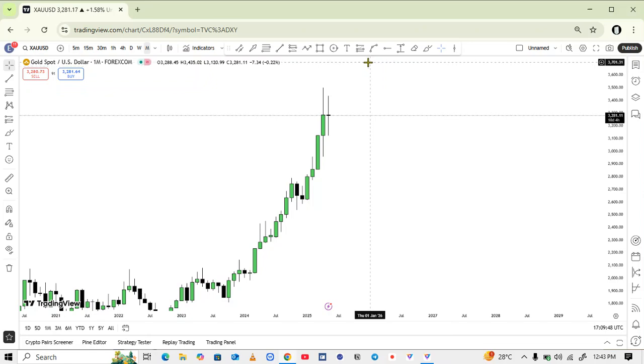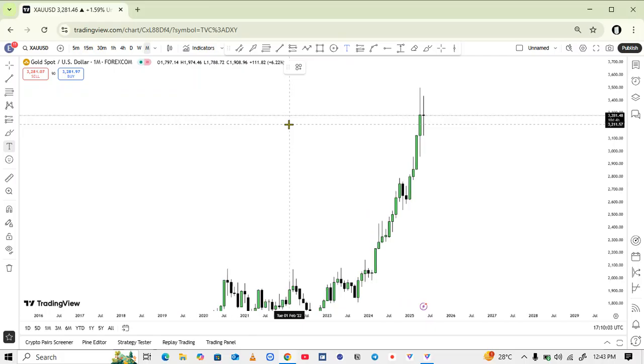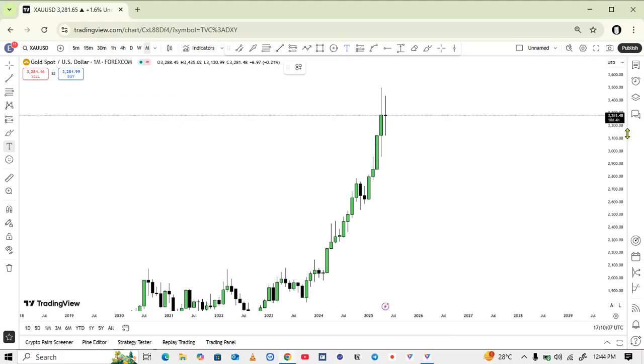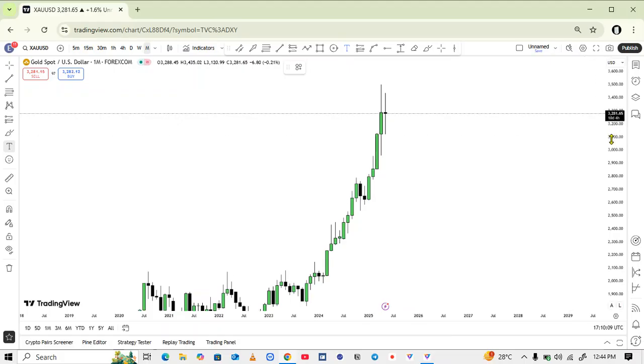You need to pay attention to these time frames, which are the monthly time frame, the weekly time frame, and the daily time frame. So without wasting much of your time, let's dive into the chart. Let me give you an example on gold: how to take a trade using the higher time frame and how powerful these time frames are.